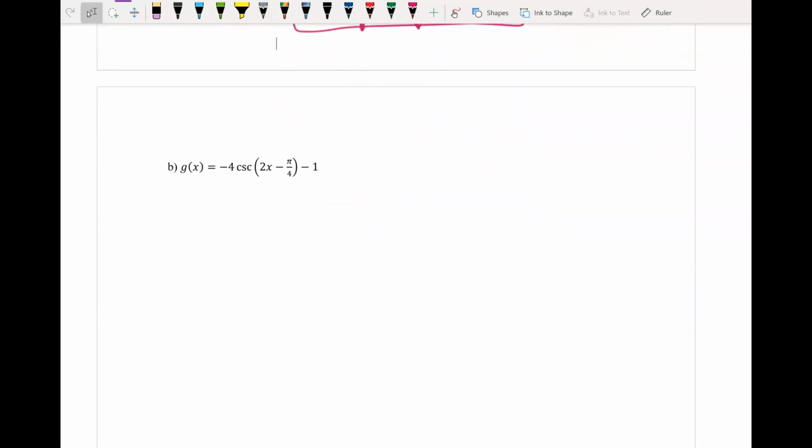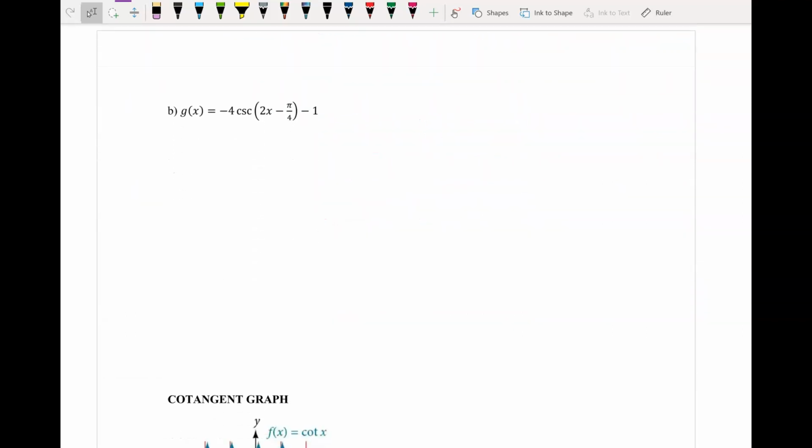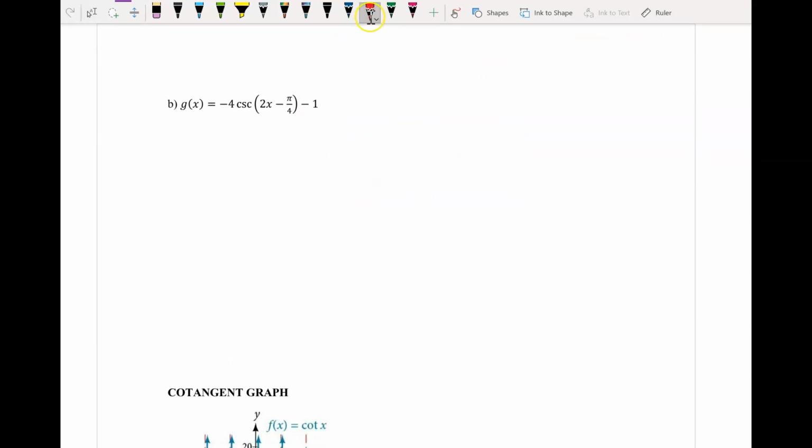So now let's take a look at this cosecant graph. All right, so now we have a period change and a phase shift, a flipping of the graph, amplitude or the scale factor of 4, and then going down 1. So let's go ahead and change this to a sine function. So -4 sine of 2x minus pi over 4 minus 1. So we switched it into a sine graph.